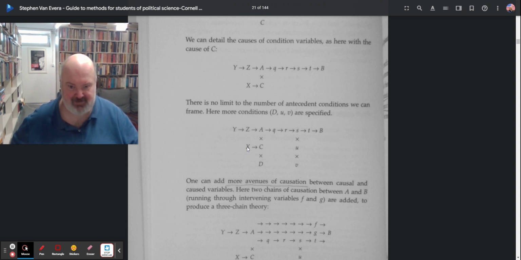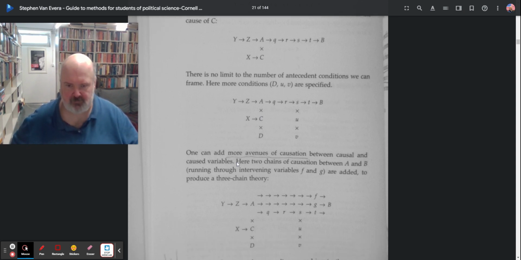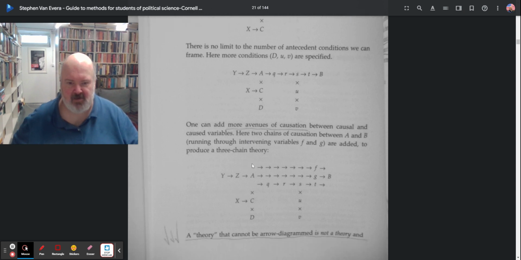This is the independent. That's dependent, but it's in terms of a conditional variable. You can study each one of these on the terms. This is causing that. This is just a variable impacting that, not causing. It's kind of a causing, but it's affecting more than that. One can add more avenues of causation between causal and cause variables. Here, two chains of causation between A and B.